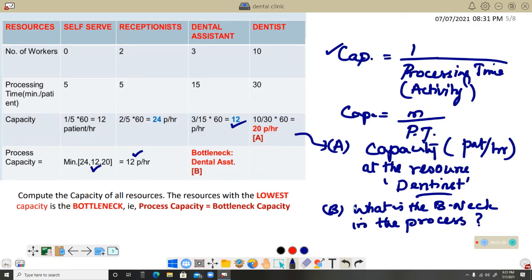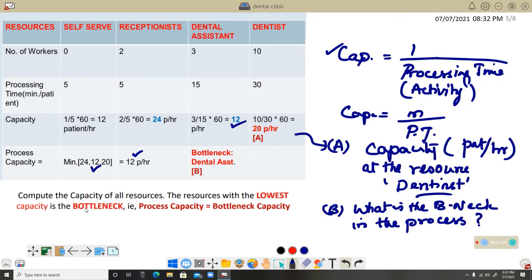So the bottleneck in the process is nothing but the minimum of the process capacity. So that is 12. That is why we call the dental assistant the bottleneck. Now it is clearly indicated over here. Compute the capacity of all resources. We computed the capacity of all the resources. The resource with the lowest capacity is the bottleneck. That is, process capacity equals bottleneck.